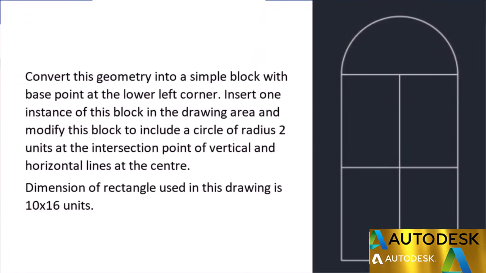Okay, so let's have a look at the practice question of this module. Now we need to convert this geometry into a simple block with any name, and you need to use the lower left corner of this geometry as the base point. Now after making this into a block, insert one of its instances or references in the drawing area, and then modify this and include a circle of radius 2 unit at the intersection point of vertical and horizontal line, which is at the center of this geometry. Now the length of this rectangle is 10 unit and the height is 16 unit.